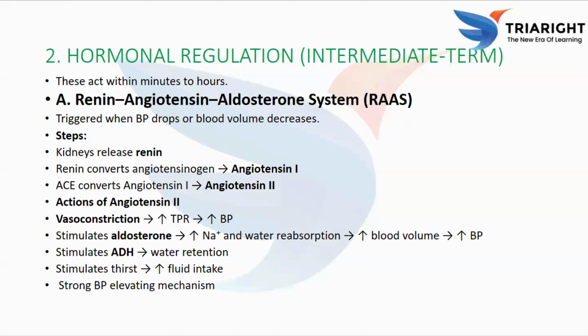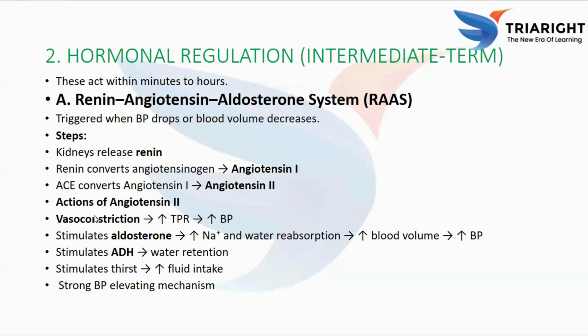So what are the actions of angiotensin 2? Vasoconstriction, it stimulates the aldosterone release, it stimulates the ADH, and it stimulates the thirst. Vasoconstriction is nothing but it narrows the blood vessels, right? It increases the TPR and it raises the blood pressure.